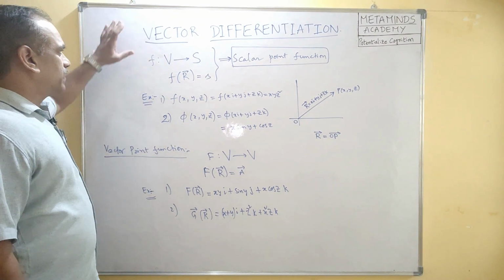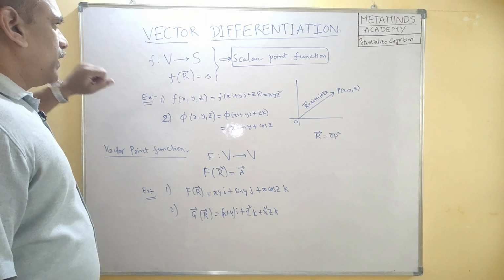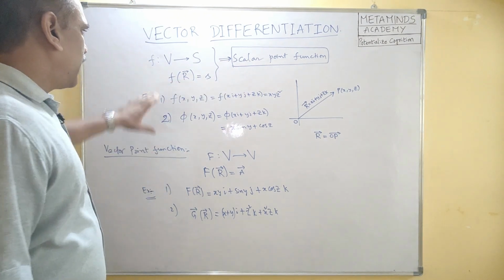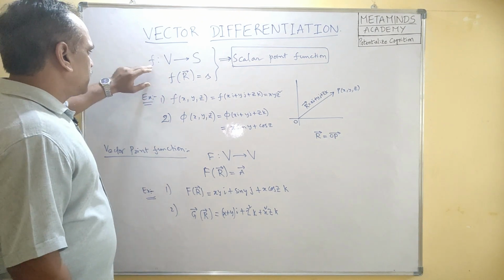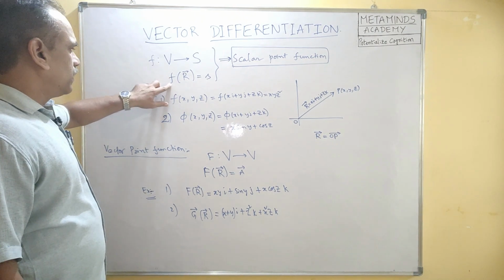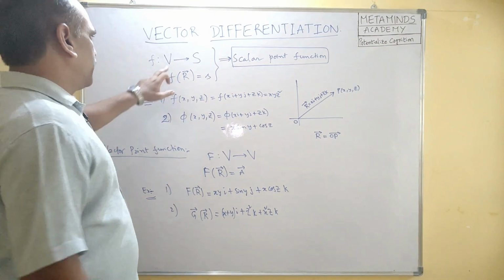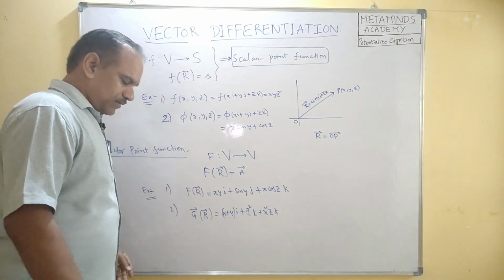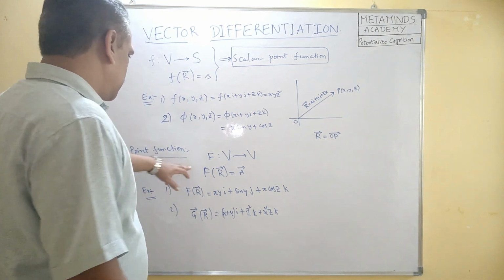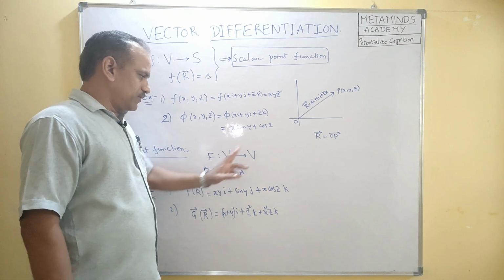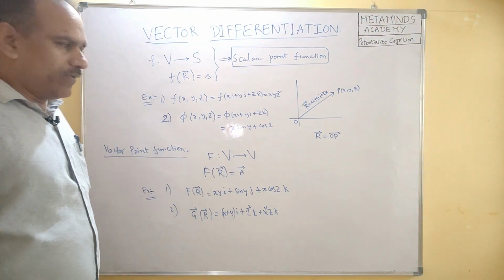So, coming to vector differentiation, what is a scalar point function and what is a vector point function? A scalar point function is a function that maps vectors to scalars. And a vector point function is a function that maps vectors to vectors. The output is also a vector.